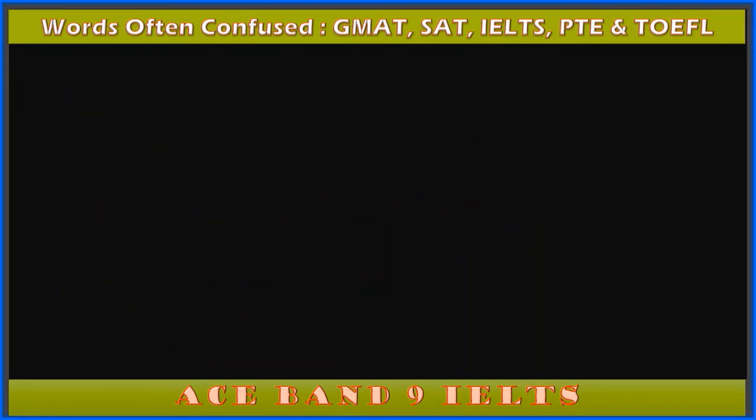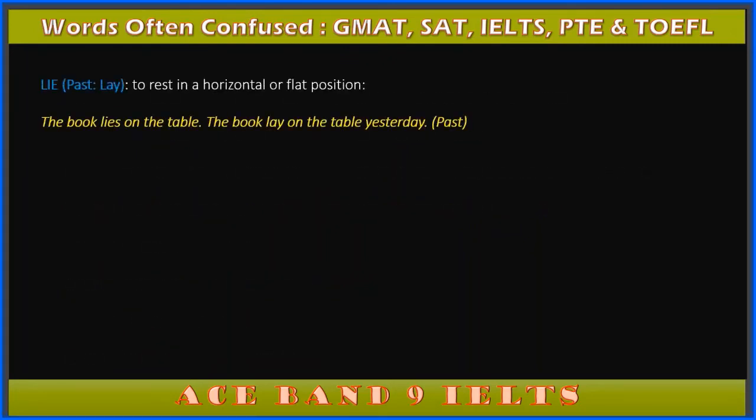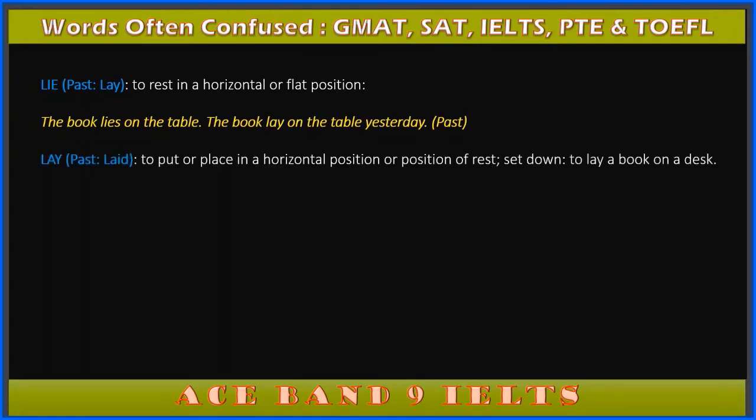Lie, its past tense is lay. It means to rest in a horizontal or flat position. Example, the book lies on the table. The book lay on the table yesterday. Past tense. Lay, its past tense is laid. It means to put or place in a horizontal position or position of rest, set down, to lay a book on a desk. Example, Jerome took out his watch and laid it on the table.